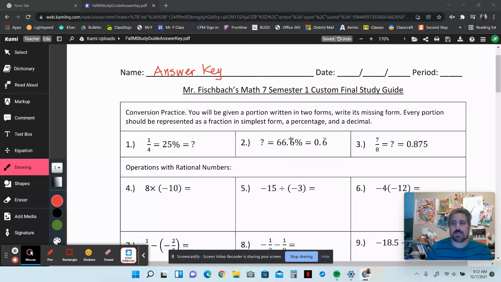Okay, I'm going to go over the study guide with you guys. If you are in my class, then you use this to correct the study guide for fall semester. If you're not in my class for Math 7, then you can just see how to do the basic skills the first semester of Math 7 if you want to.